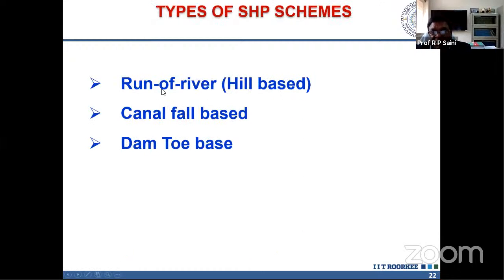Now, I think the question was that in the hilly areas, and in Maharashtra or Gujarat, if we don't have the hills, where can hydropower plants be established or are being established or are already established. We can classify the hydropower plants as run-of-river, canal fall based or dam flow based. These are the potential sites in India for developing hydropower.